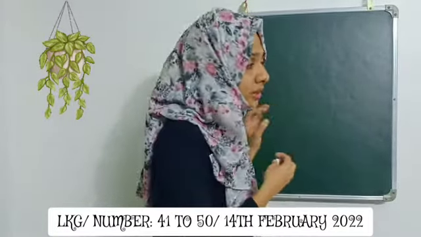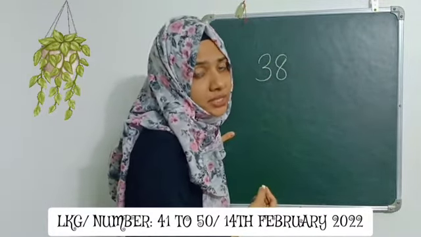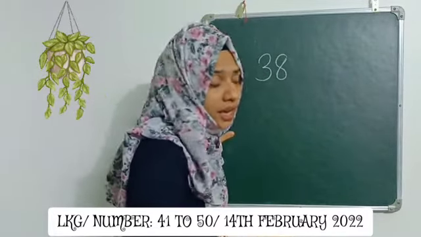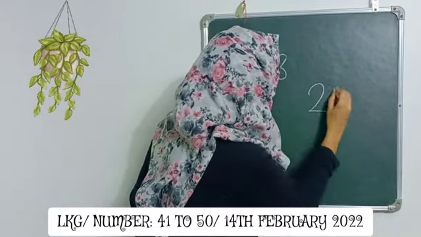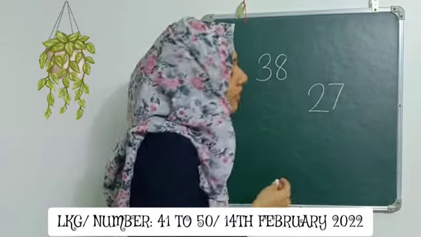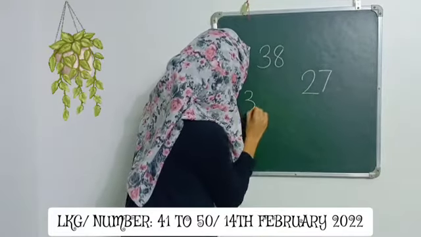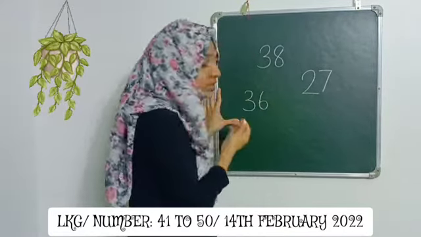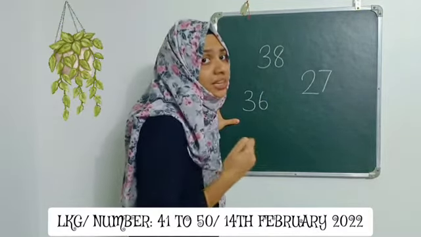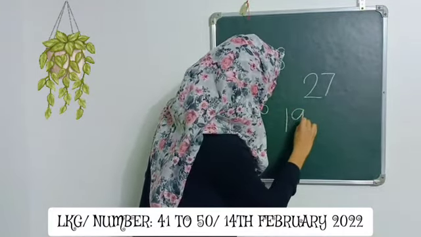Okay students, look at the board. Which number is this? Yes, 38. 3, 8 together, 38. What about this number? Yes, very good. 27. 2, 7, 27. Which number is this? Yes, 36. 3, 6 together, 36. What about this number?